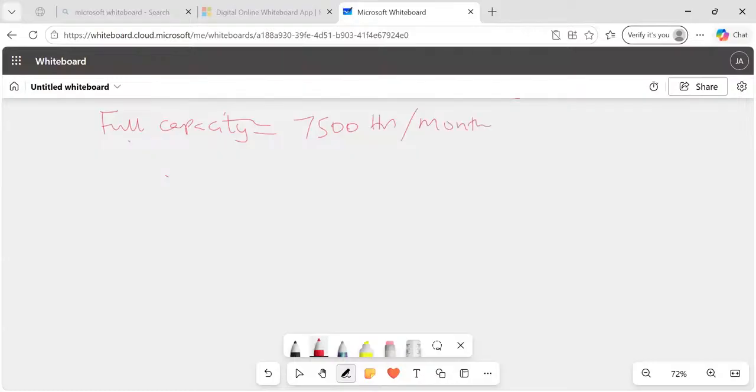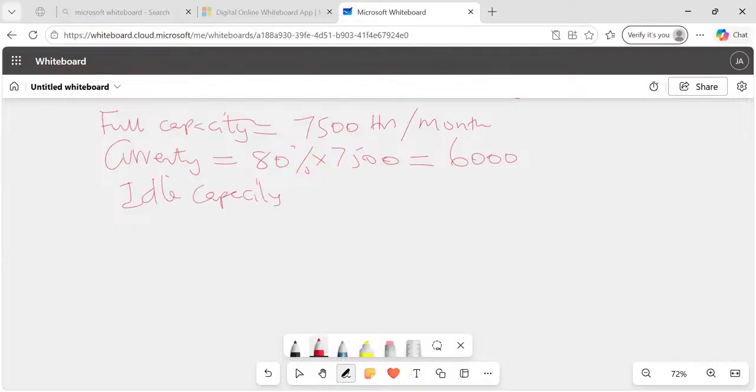But you see, currently we are only using 80%. 80% of 7,500. This one will end up giving us what here, somebody? So currently, we are using 6,000, meaning that we have some idle capacity.